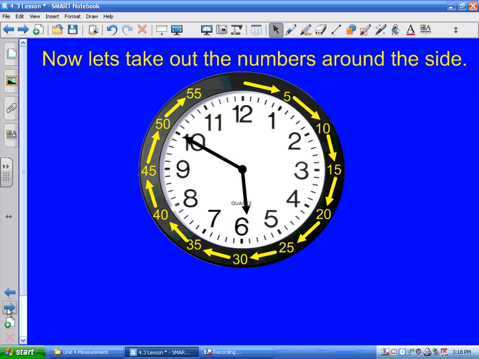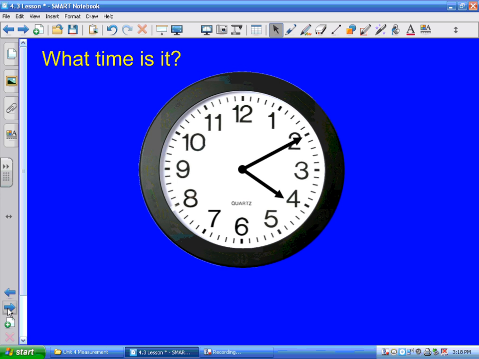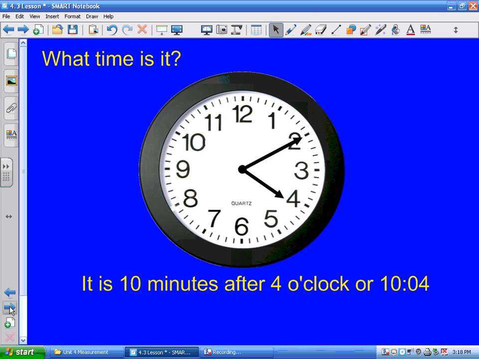Now we're going to make it a little bit more difficult. I'm going to take out the 15 from you, and now you have to tell me what time it is. So now you have to remember your skip counts. So, Tyra, what time do you believe this is? 4:10. What's another way of saying it? 10 minutes after 4. There you go, 10 minutes after 4 or 4:10.